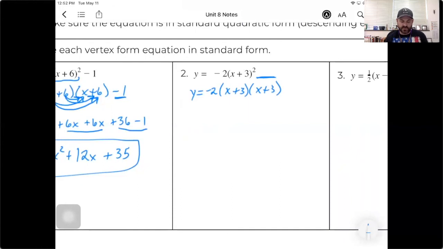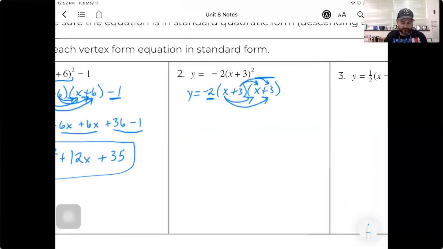So I'm going to distribute x times x, then x times 3, and then 3 times x, and 3 times 3. But I have to keep that in parentheses because this -2 out front needs to be factored in. So I've got my -2 parentheses. X times x is x squared. X times 3 is plus 3x. The other plus 3 times the other x is another 3x. And finally, the 3 times 3 gives me 9.